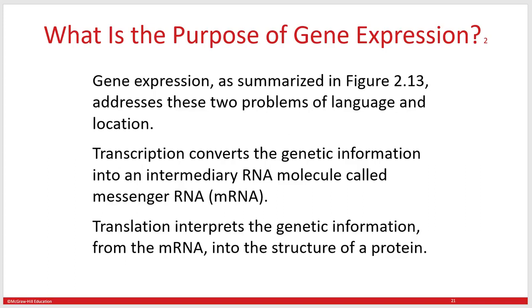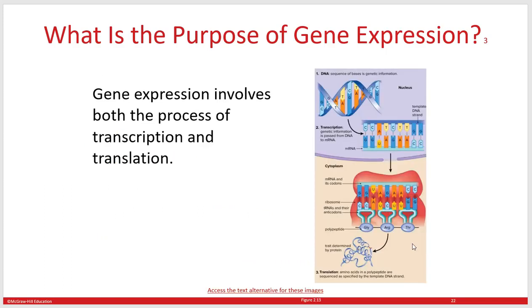So there's 2 steps involved. There's transcription and there's translation. Transcription is converting the genetic information, or the master copy of instructions, into RNA. We call it messenger RNA, so it's the photocopy you make. And then translation is reading this messenger RNA and putting the parts together to structure the protein.